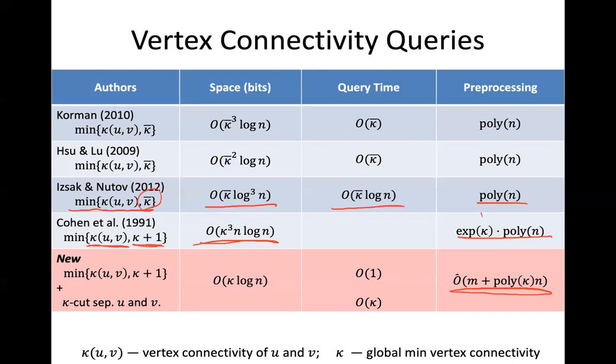It will distinguish between vertices that are kappa connected or at least kappa plus 1 in optimum constant time. And if they are separated by a minimum vertex cut, we'll return 1 in optimum time, and the size of the label is also optimum. So it's a narrower set of queries than some of these previous data structures, but it's optimal in essentially every respect.